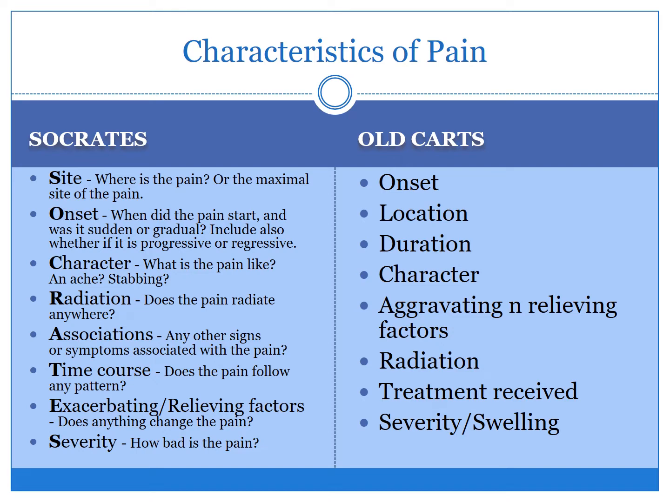So this also can be applied to OLDCARTS, which is also very similar. There is onset, location, duration, character, aggravating and relieving factors, radiation, treatment received, and severity, both of which can be used. So these mnemonics help us to remember all the points that are required to be present in the HOPI of a patient who has come to us with pain.